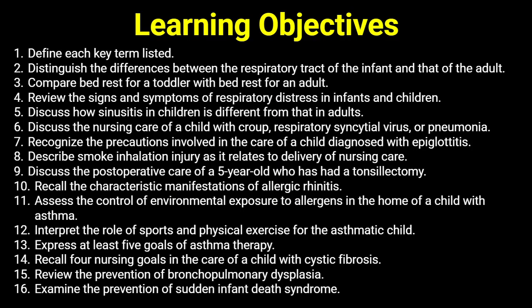Let's go through these objectives quickly. We need to define key terms, distinguish infant versus adult respiratory anatomy, compare bed rest for toddlers versus adults, review respiratory distress signs, discuss how sinusitis differs in children, cover nursing care for croup, RSV, and pneumonia, recognize epiglottitis precautions, discuss smoke inhalation, post-tonsillectomy care, allergic rhinitis, asthma management, cystic fibrosis care, bronchopulmonary dysplasia prevention, and SIDS prevention. That's a lot, so let's dive in.